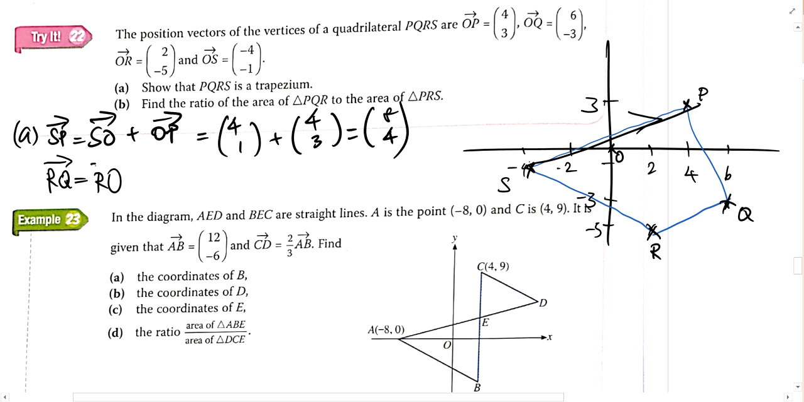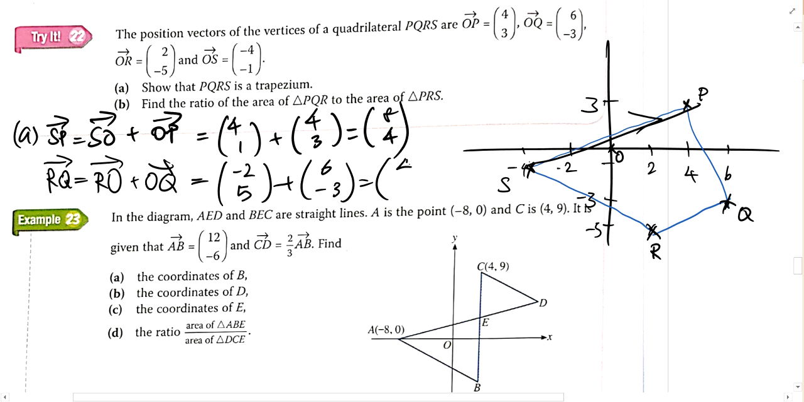RO plus OQ. For the same reason, we've already got the position vectors. Very easy. RO, how much is that? RO, negative 2 and negative 5 plus OQ. How much is OQ? 6, negative 3. Okay, this gives us 4, 2.